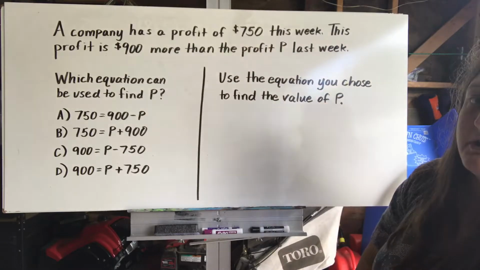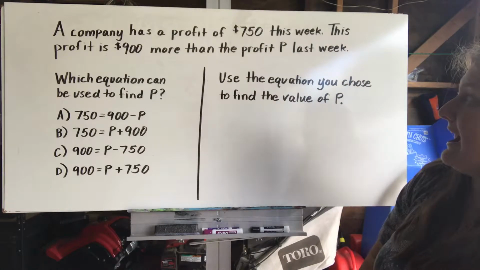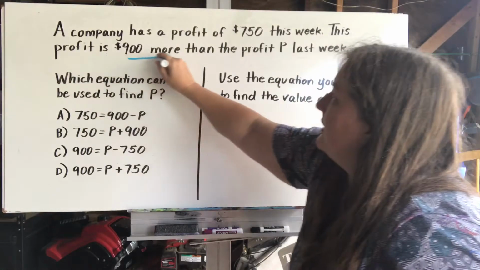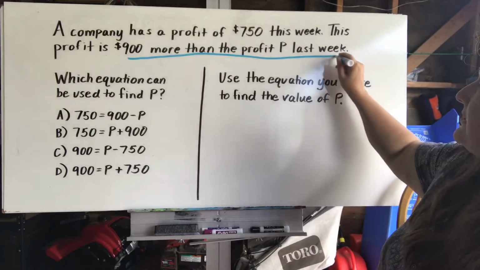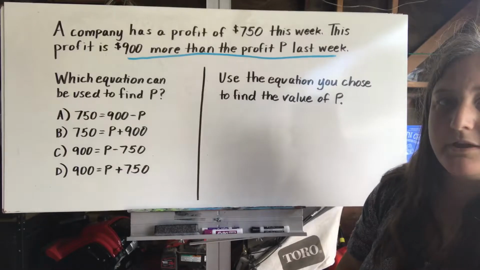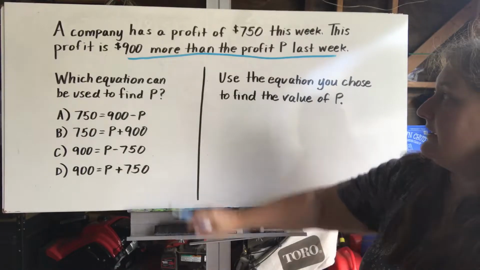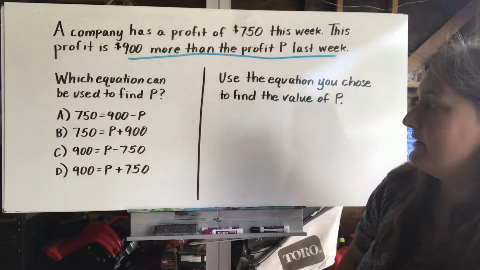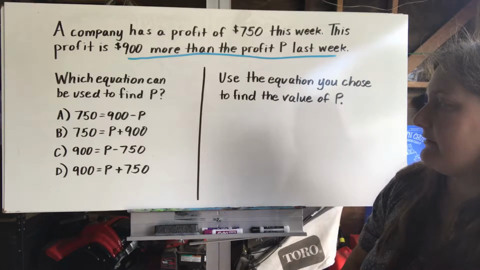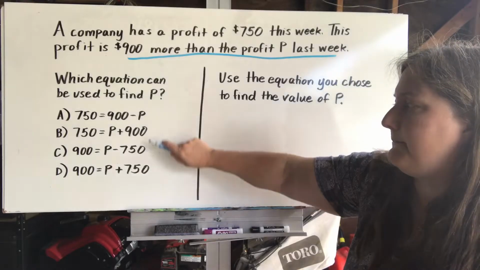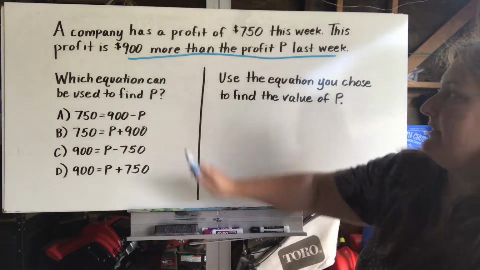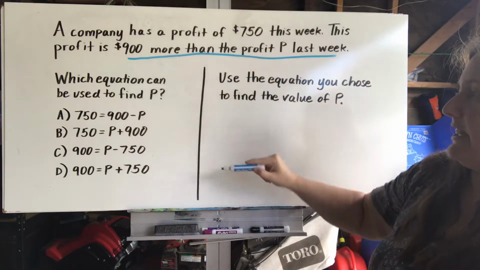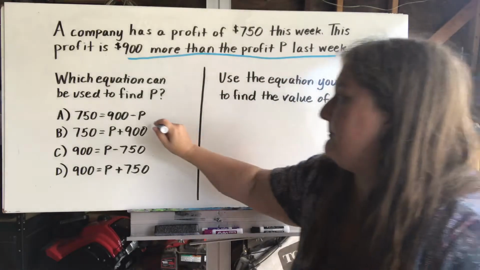this week they made $750, and it was $900 more than the profit last week. So $900 more than P. Well, a key is these words more than. More than means I'm adding. So I'm going to look for something where I'm adding. So I'm down to these two choices here, B and D. So 900 is what I should be adding. 900 more than P. So that leaves me with option B.